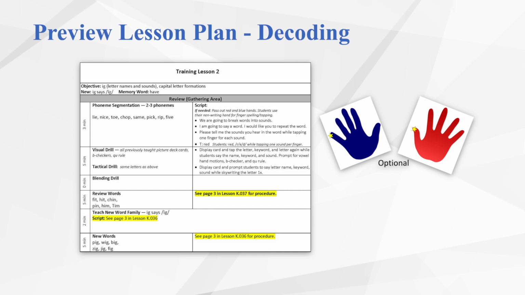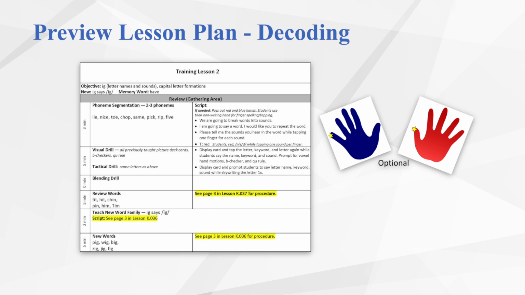Please note the references to the time on the left. These times will give you an indication of approximately how much time to allow for these components. Also at the top is a reference to any new cards and what the teaching objective is for the lesson.